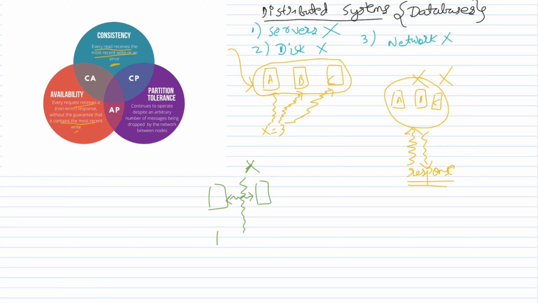So if you have A, B, C, D, and there is a communication break between any two or three of them, then still your system should be able to operate, right? So your data should be replicated in a way that your system can still go through any of the intermittent issues that your system has.